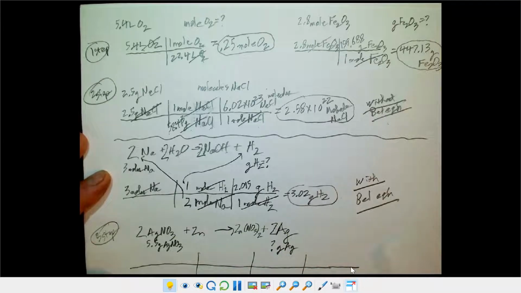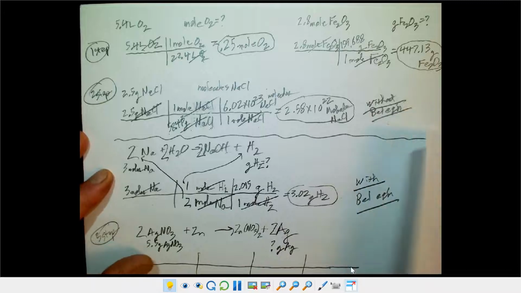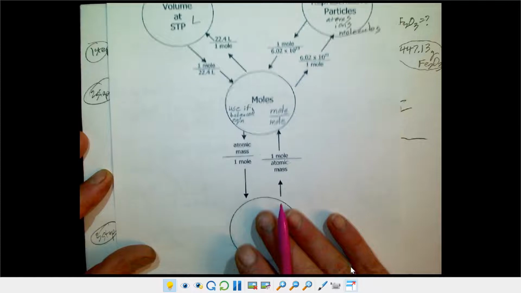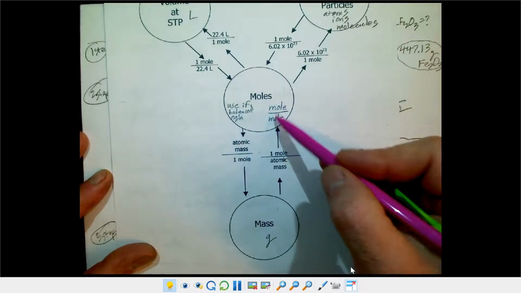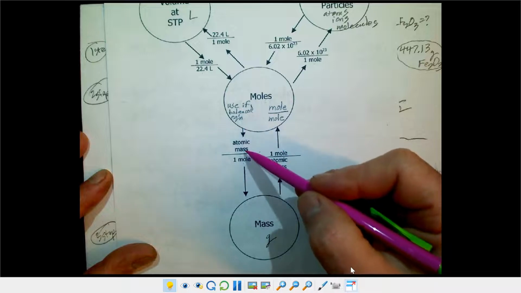Or if you know it, just go ahead and put it down, if the problem tells you. So let's see where we're at. We're going from grams to grams. So you're doing like a U shape here. You're here. You're going to do this first. You have an equation, so you do that second, and then you come back down. You're going to do this third.